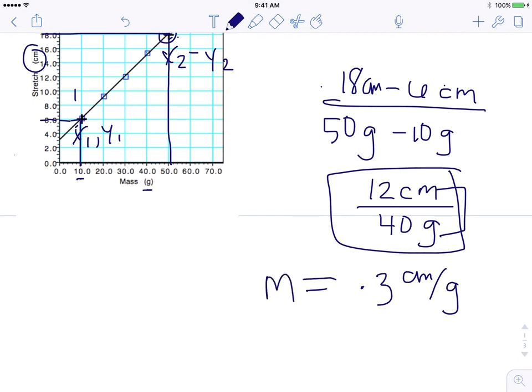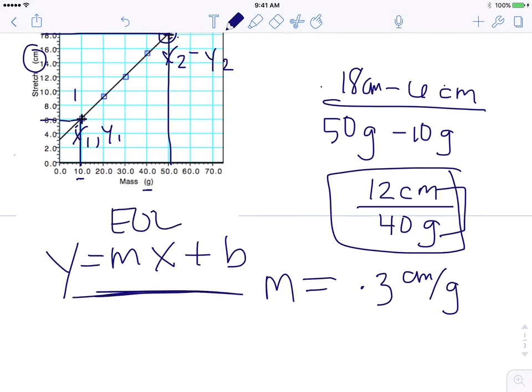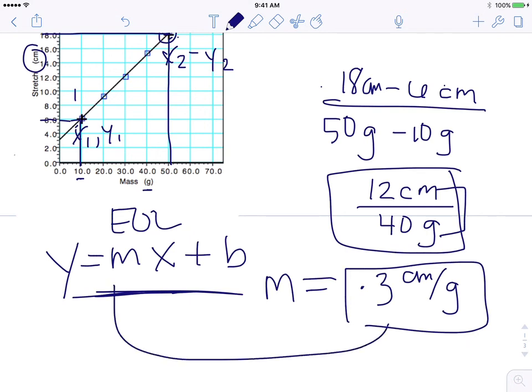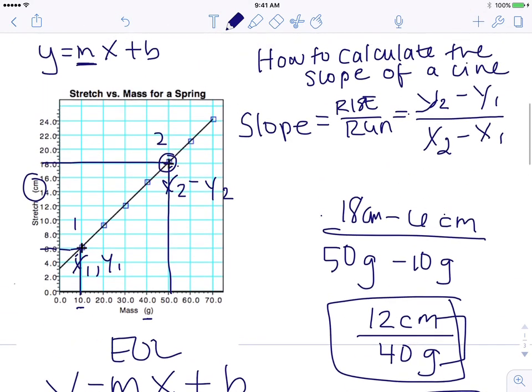And like I said a second ago, it's going to go in as our m in our equation of a line. EOL we call it. This is the basic equation. So this value here, once we make our mathematical model, will replace the m in that part. Okay, that's how you calculate a slope on a best fit line.